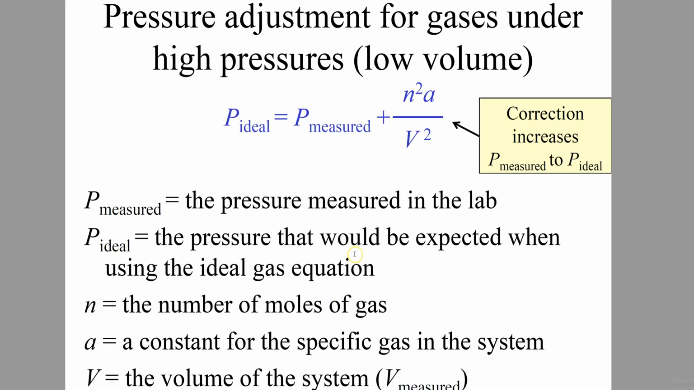So when we're talking about pressure adjustments for gases under high pressures, for example, low volumes, we have to take into account this idea of the n²a/V², or the pressure measured versus ideal. So you have to consider the fact that when you measure pressure versus the ideal, you have to be able to expect what that ideal equation would be. And that would indicate how many moles you have, the constant for that gas, and also the volume.